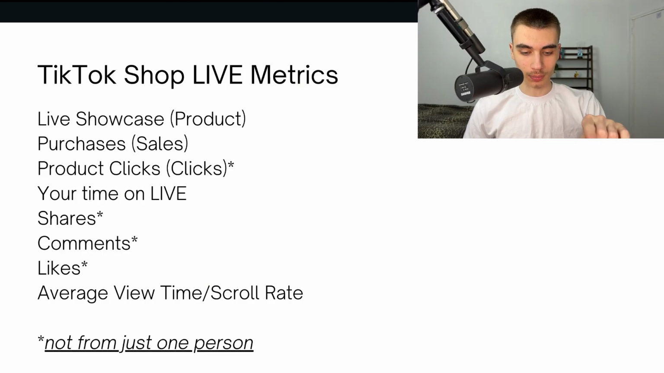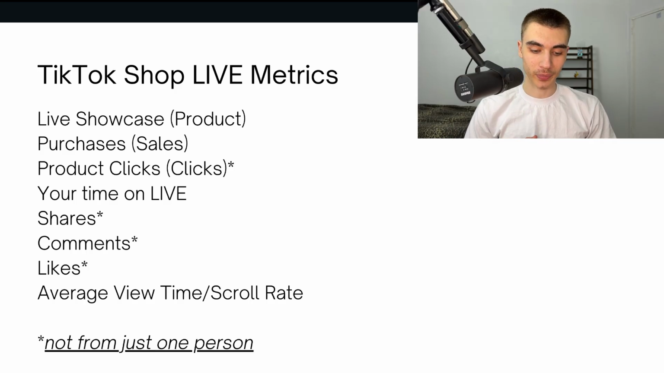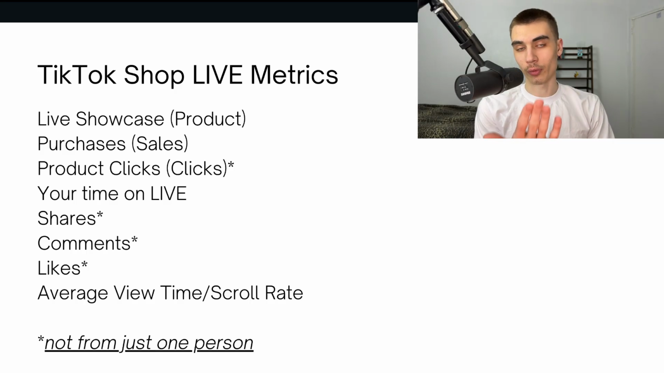There's also a little star you can see here on product clicks, shares, comments, and likes, because it's not from just one person. Let me explain. When you go live, you have, for example, one phone that you go live from, and a second phone with your second account, and you start clicking likes, commenting, and clicking the product from that account. It's not going to work, because it's just one account, one person.